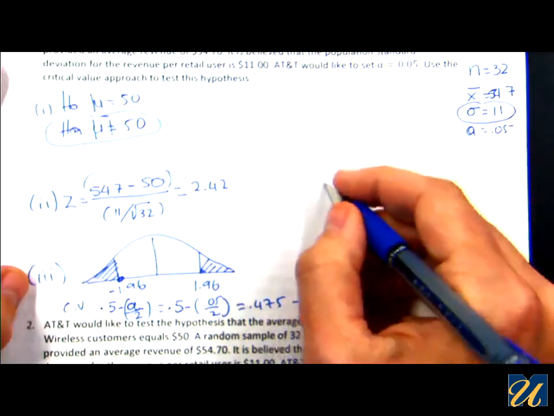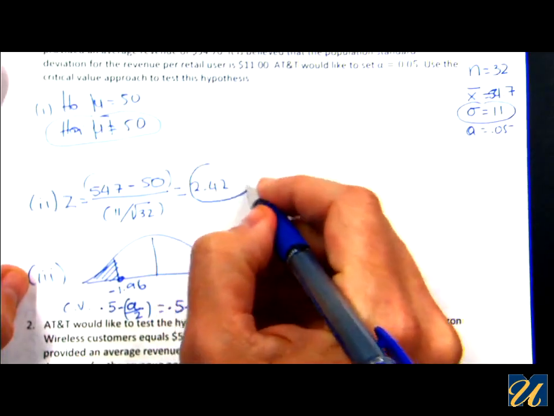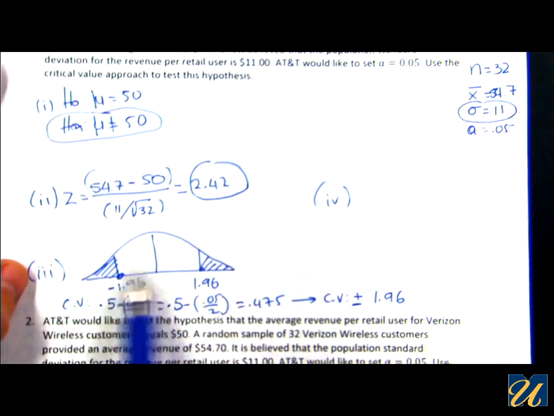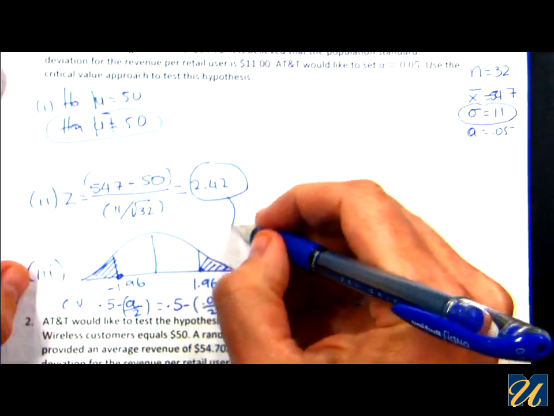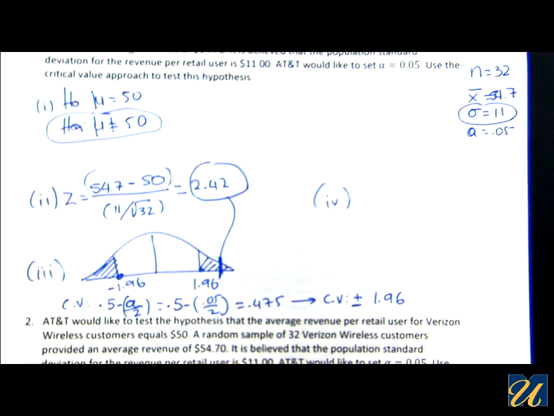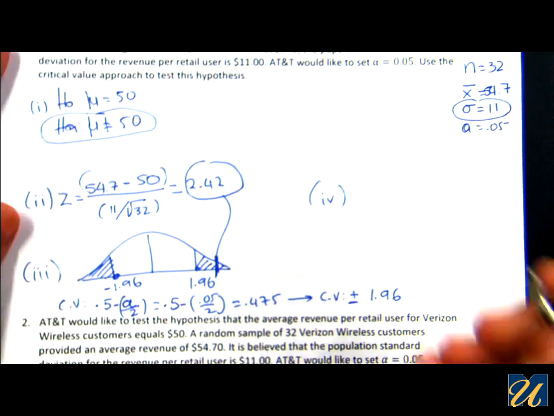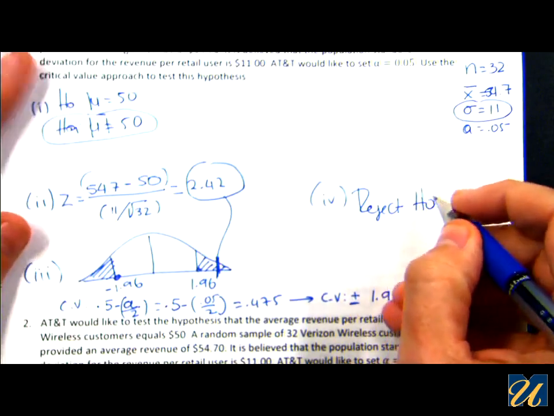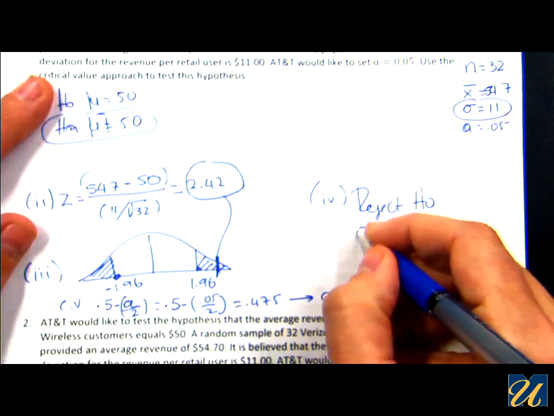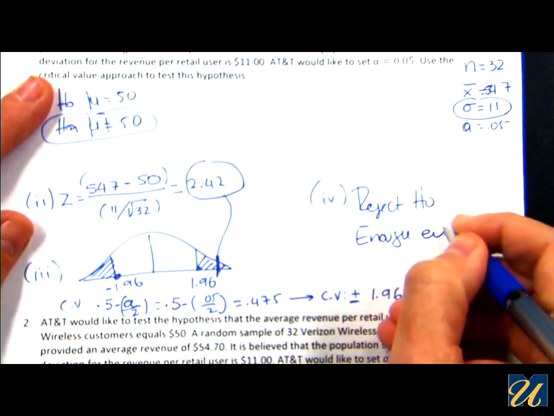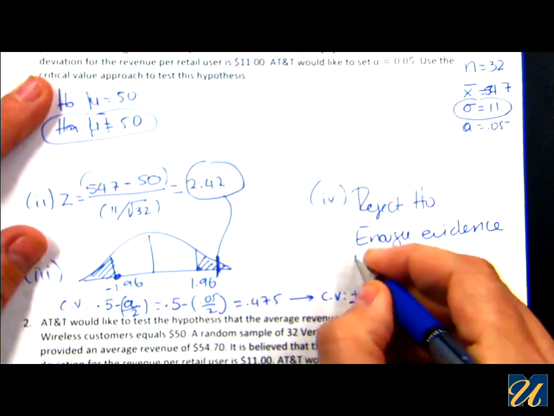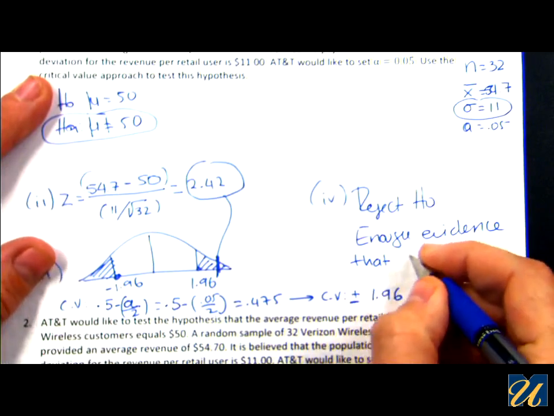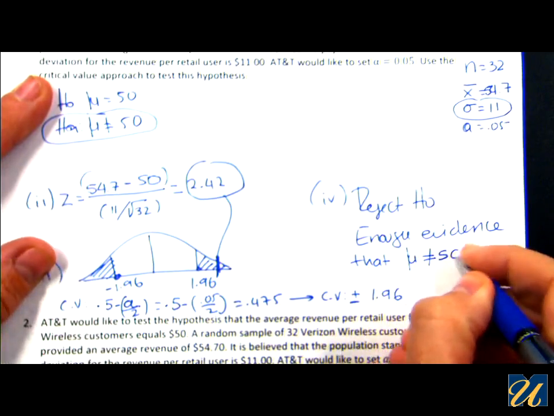So the conclusion, you will take 2.42 and you will check if it falls on either rejection area. 2.42 is greater than 1.96. That means it falls inside the rejection area. Therefore, the conclusion will be that we reject H0. That means we have enough evidence to support the fact that mu is different than 50.